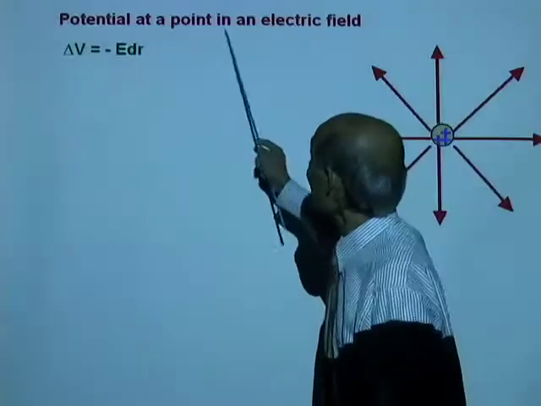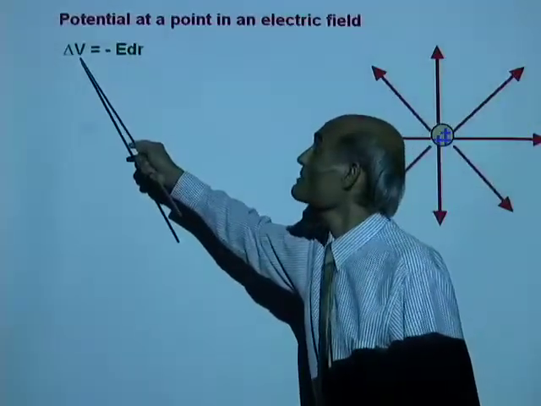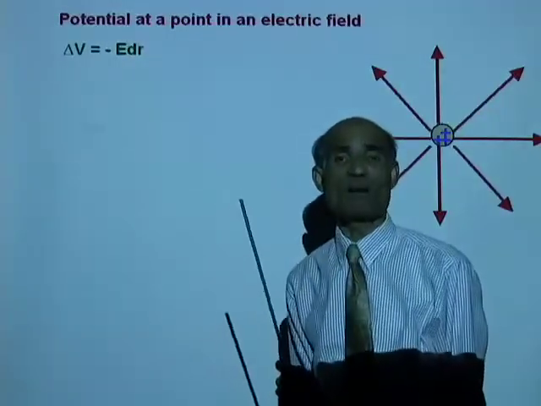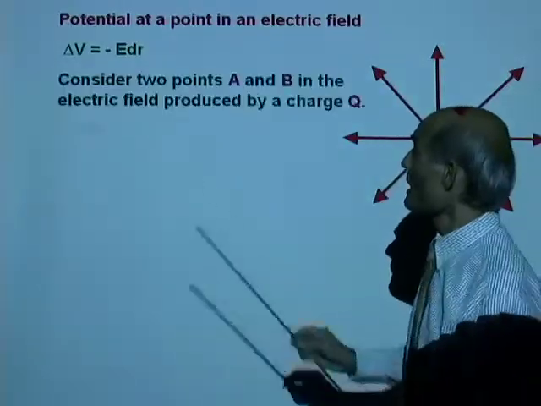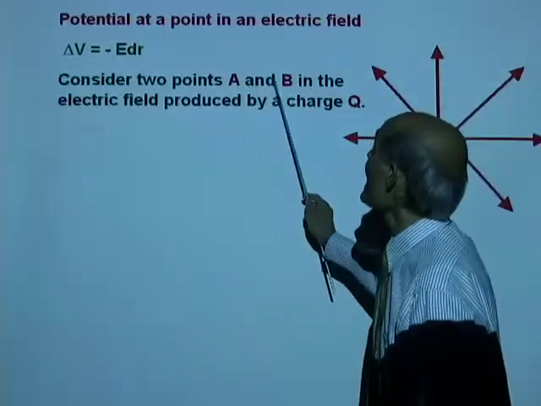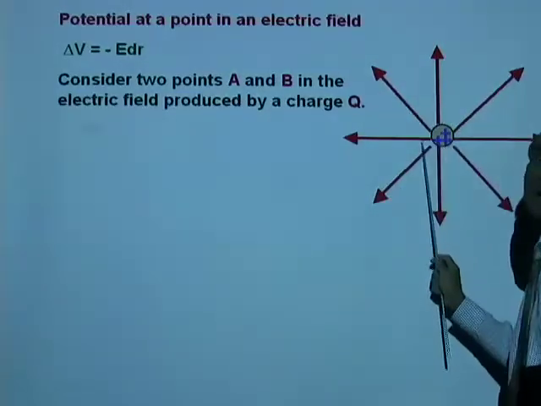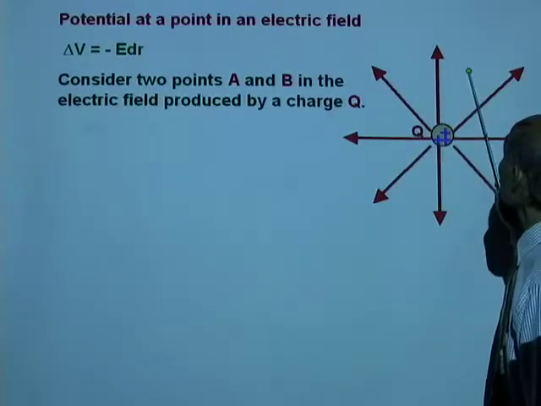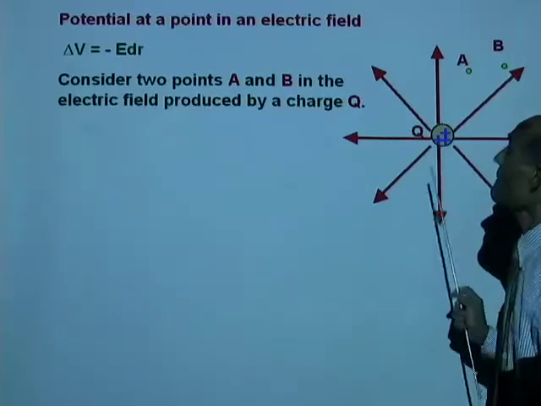Now, potential at a point in an electric field, we know delta V equal to negative E dr. That's what we obtained some time ago. Now consider 2 points A and B in the electric field produced by this charge Q. That's a charge Q, this is point A and this is point B.